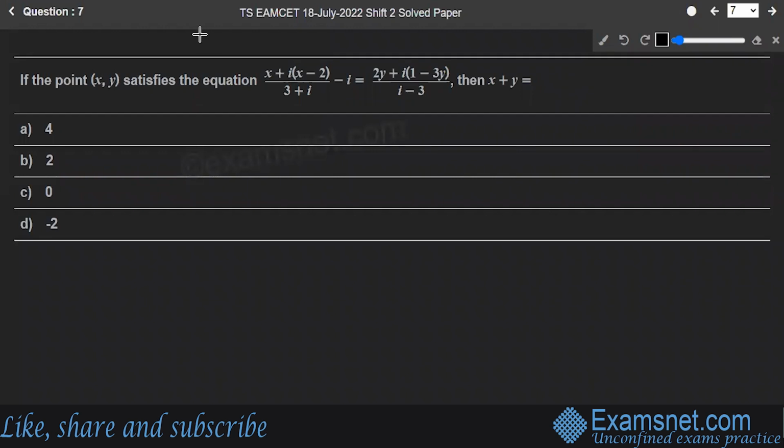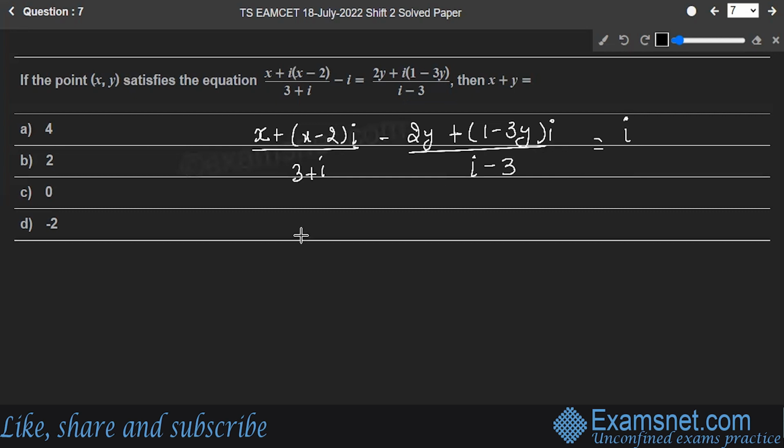Question number 7, if the point x, y satisfies this equation, then x plus y is equal to what? So basically you have to find out x and y and then you have to add it, right? Let's write it down. The equation will be, I'm starting from here as it is. So the equation will be x plus x minus 2 iota upon 3 plus iota minus 2y plus 1 minus 3y iota upon iota minus 3 iota is equal to iota.